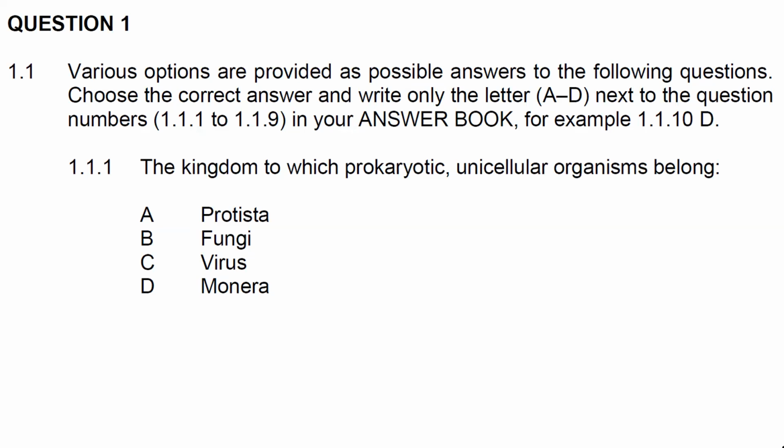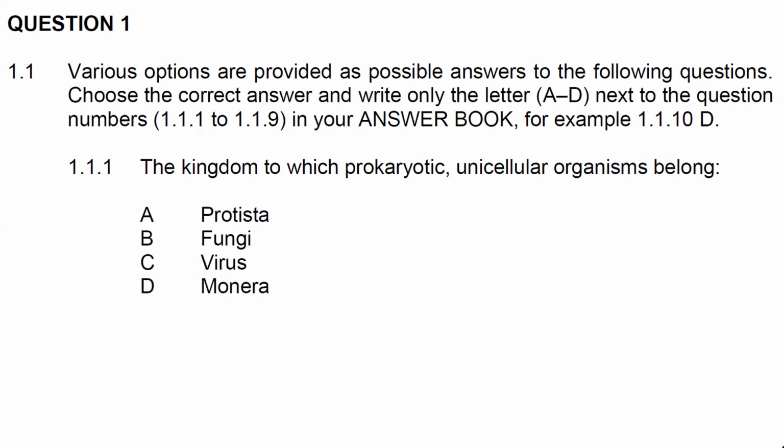For example, 1.1.10 is D. Right, the kingdom. Right, so we're looking at a couple of questions that you need to know here. So there are a lot of questions, obviously, we shall be looking at. But now we are discussing the multiple choice first.